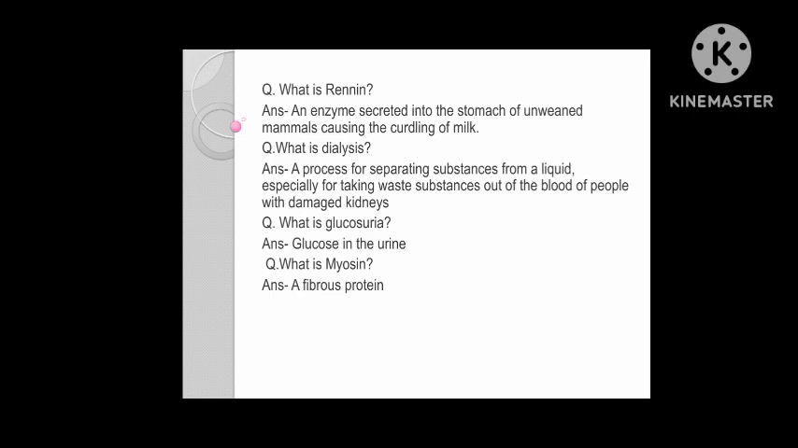Next question, what is dialysis? A process for separating substances from a liquid, especially for taking waste substances out of the blood of people with damaged kidneys. Next, what is glucosuria? It's glucose in the urine. Last question is, what is myosin? It is a fibrous protein.